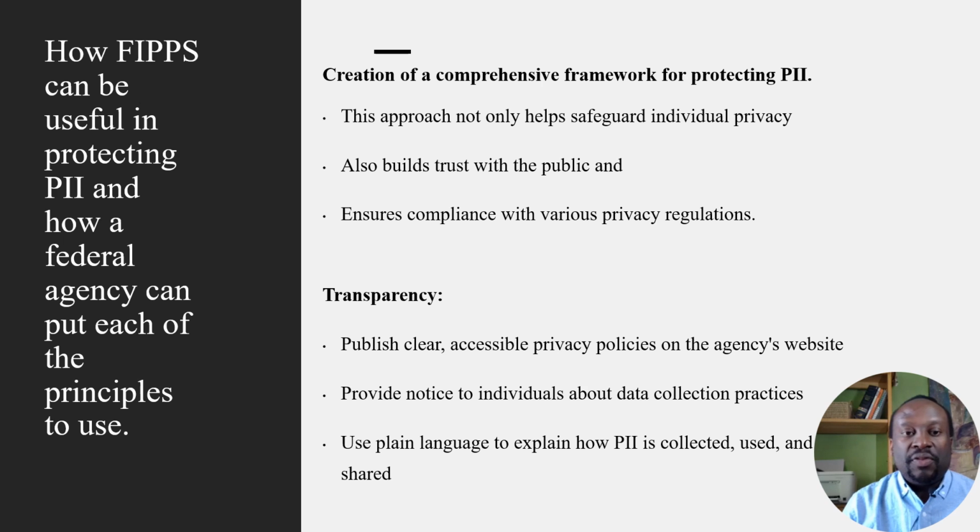How FIPPs can be useful in protecting PII and how a federal agency can put each of the principles to use. Creation of a comprehensive framework for protecting personal identifiable information. This approach not only helps safeguard individual privacy, it also builds trust with the public and ensures compliance with various privacy regulations. Transparency. Publish clear, accessible privacy policies on the agency websites.